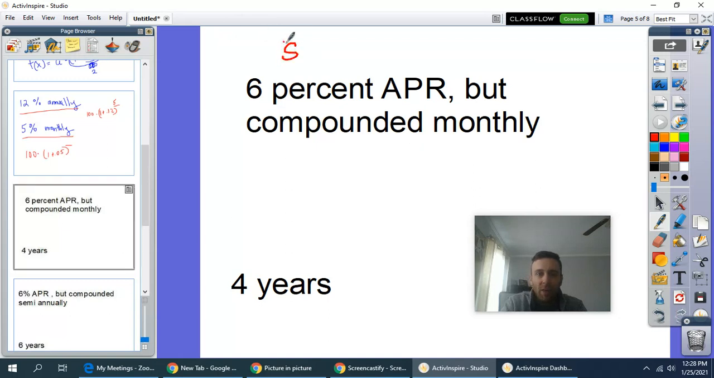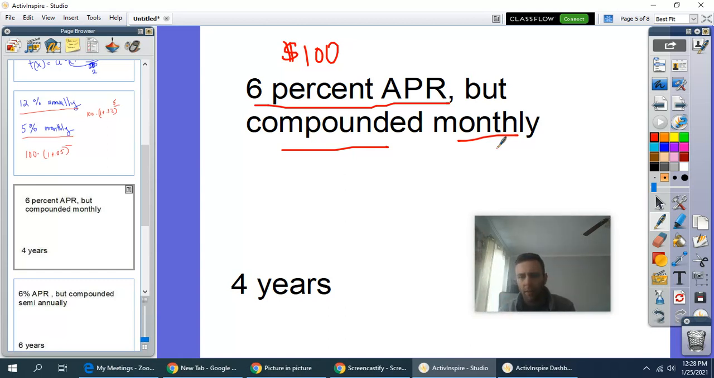Let's say I invest $100 and I tell you that there's a 6% APR. That's annual percentage rate, so we're talking about yearly. 6% annual yearly return rate. But we're telling you that it's now compounded monthly, okay? So in your head, you've got to be thinking, wow, they're giving me an annual and now they're talking about monthly. All right, well, now I've got to change my equation a little bit.